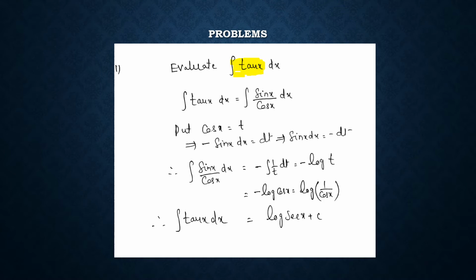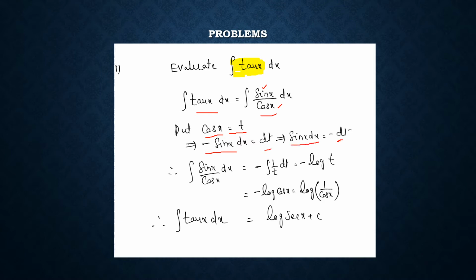Integral tan x dx is equal to, we know that tan x can be written as sin x by cos x dx. Put cos x is equal to t. Let us take cos x, the denominator, equal to t. Then what is the derivative of cos x? That is minus sin x dx is equal to dt. Sin x dx can be written as minus dt.